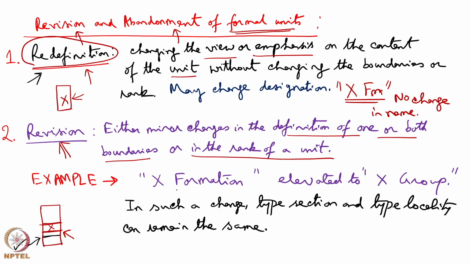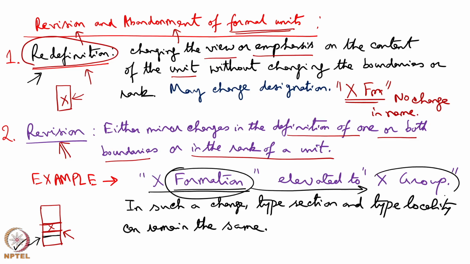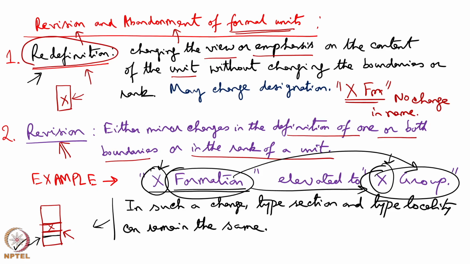And if required, the rank is changed. Rank here is X formation. In X formation, rank is formation. It can be elevated to X group. Note that X has not changed. X, the geographic location name possibly, remains the same, but only a rank change takes place. And as you see in this case, the type section and the type locality remain the same. On the same type section, we are only working or reworking.